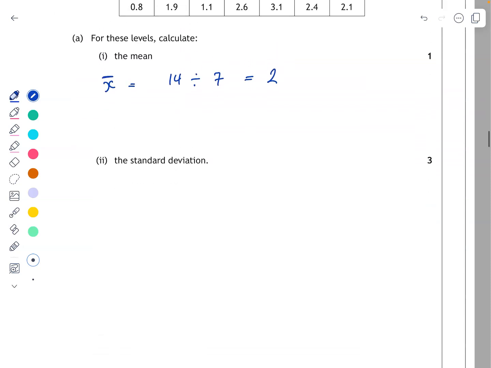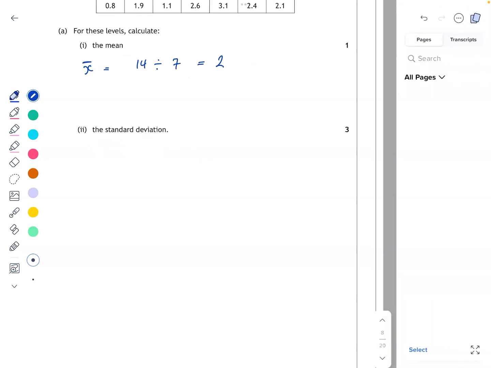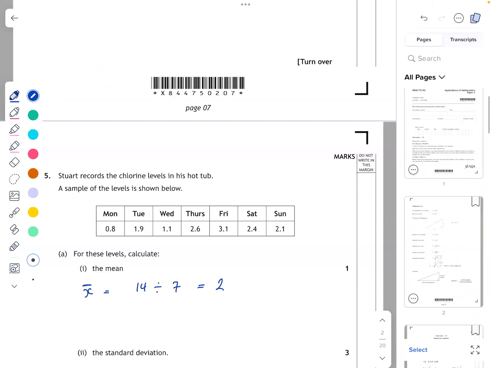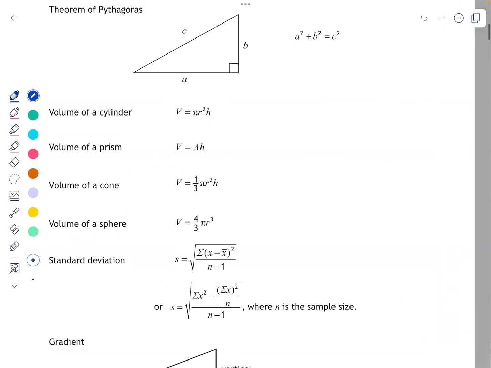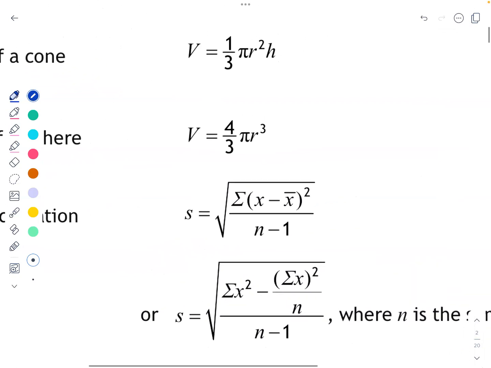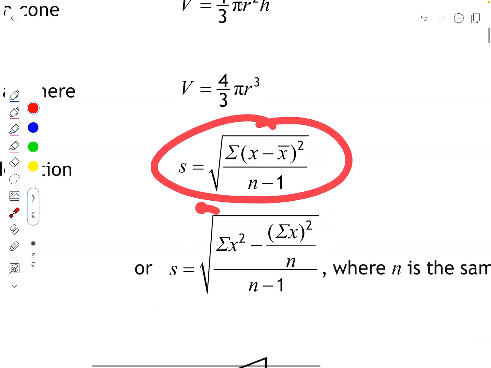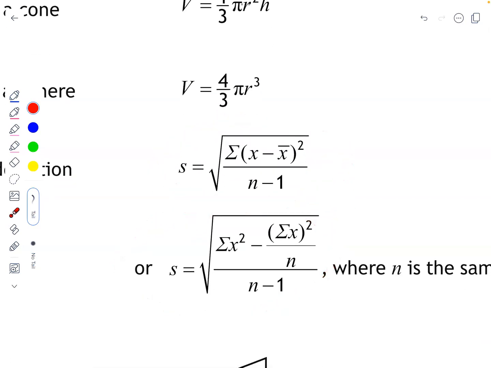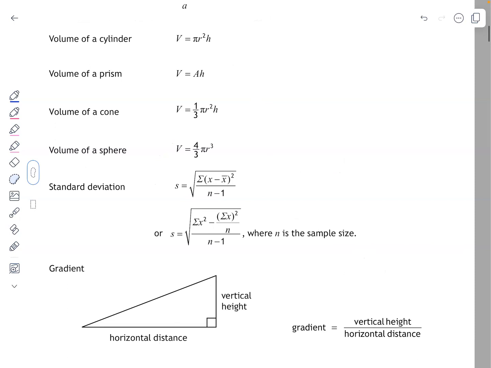Part 2 is a bit more involved. We want to calculate the standard deviation. Now, there's 2 formulae for standard deviation. But the formula I'm going to use, if I go to the formula page here, is the first one here. If you're more comfortable using the other formula, by all means use that. But this is the one I'm going to use here. I'm just going to copy a screenshot of that. And I'll go back to that.